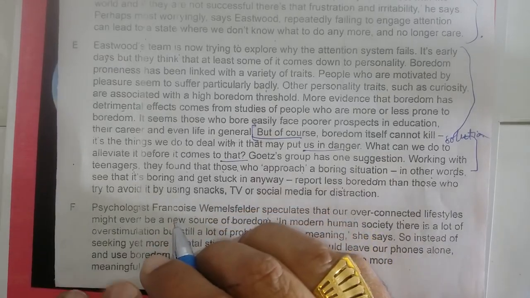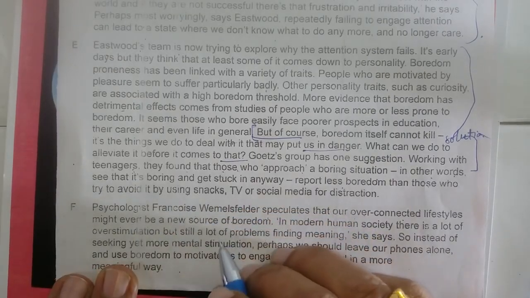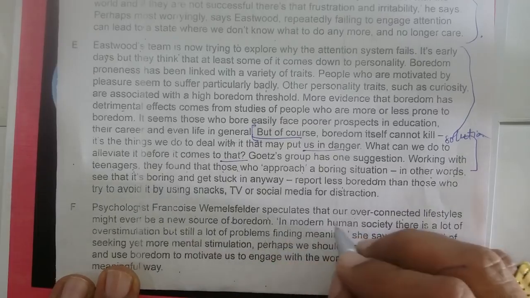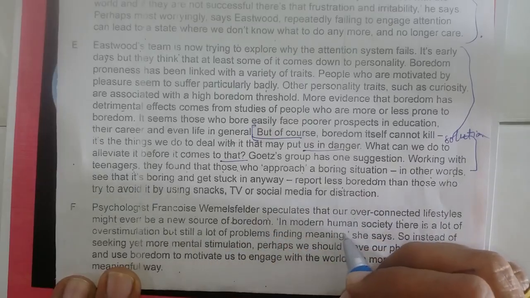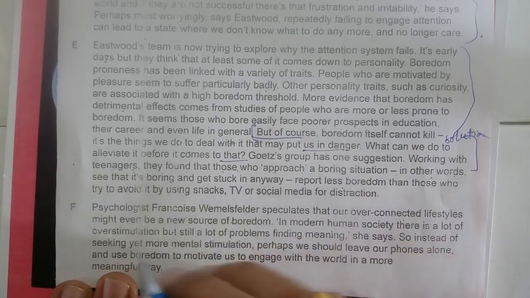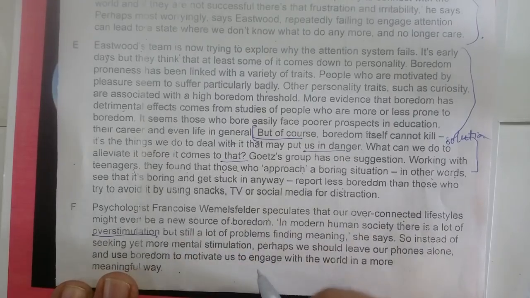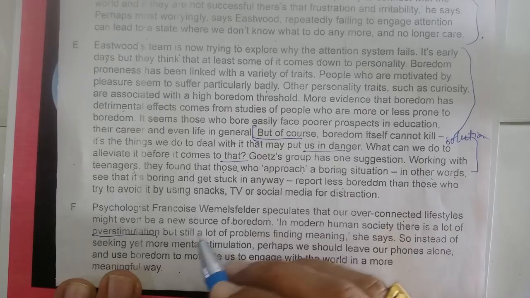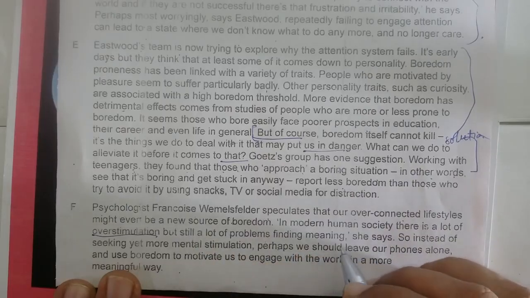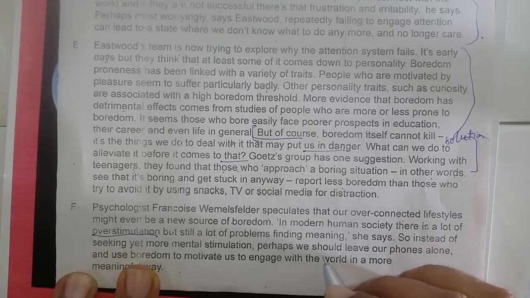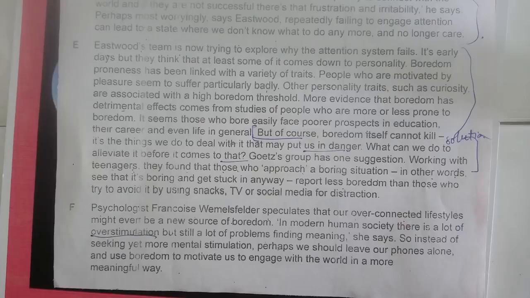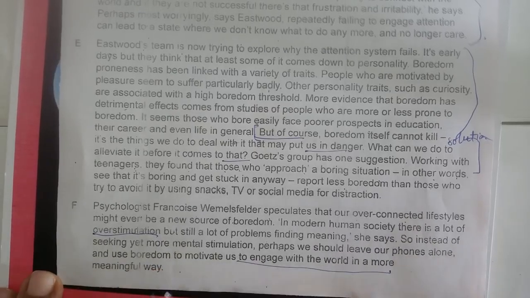Now let's go to the last one. So here he speculates that over-connected lifestyles might even be a new source of boredom in modern human society. There is a lot of overstimulation. Stimulation means to put into action, but still a lot of problems finding meaning, she says. So instead of seeking yet more mental stimulation, perhaps we should leave our phones alone and use boredom to motivate us. It means we have to go away from the world. We have to motivate us to engage with the world in a more meaningful way.